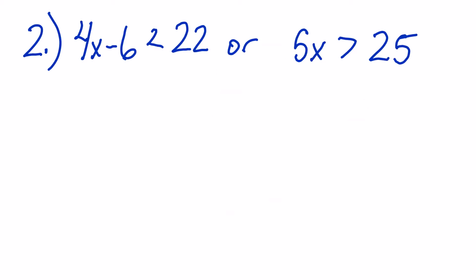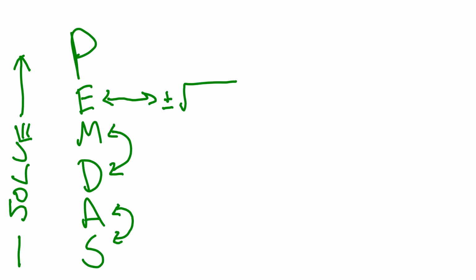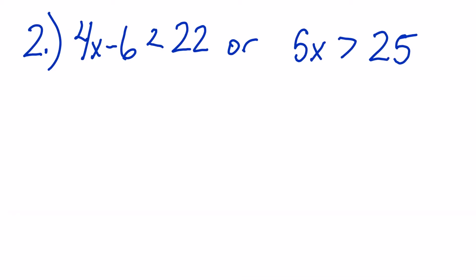Alright, number 2. It's just like number 1, except it's basically 2 problems in 1. So I'm going to focus on one problem at a time. I'm going to focus on 4x minus 6 is less than 22, and then I'm going to get an answer for x. And then I'm going to do 5x is greater than 25. Both of these, I'm going to use PEMDAS backwards, just like we did in the last problem.